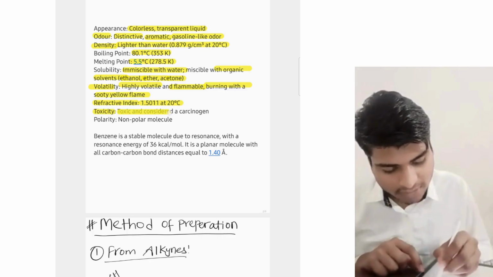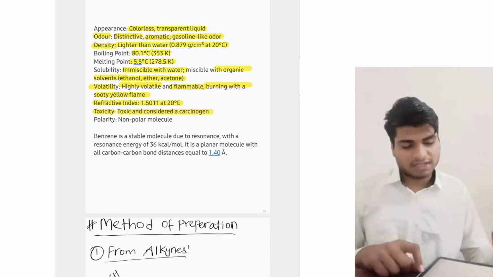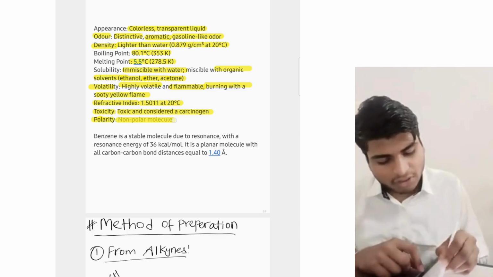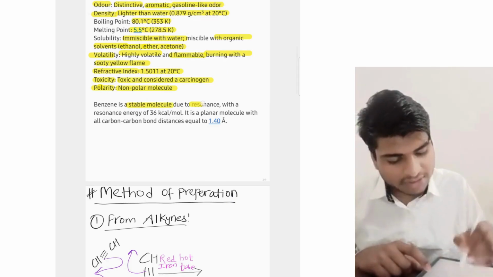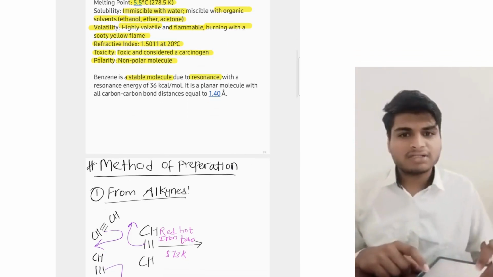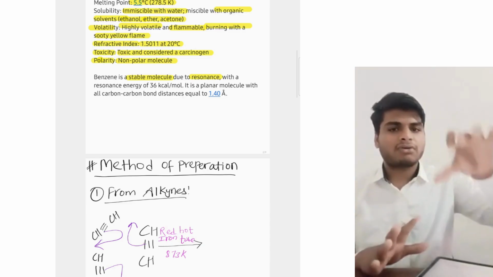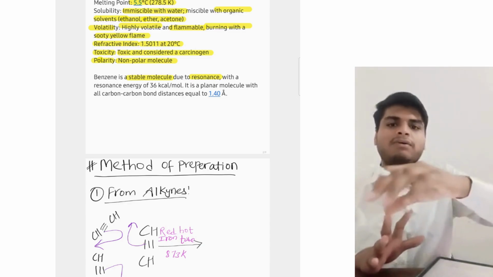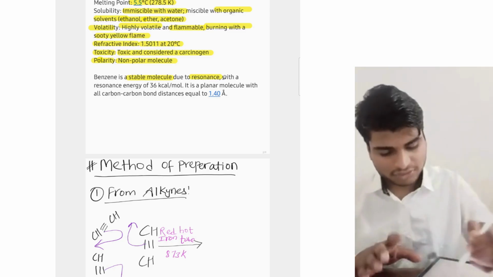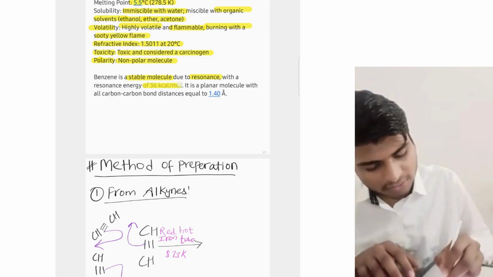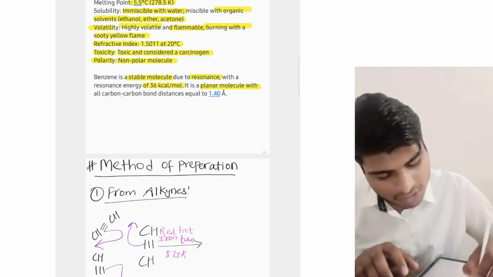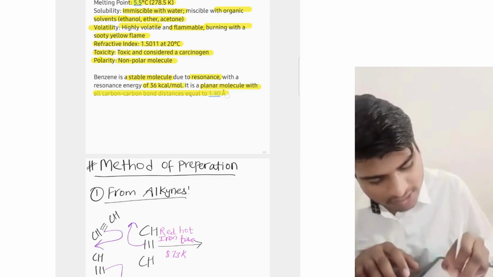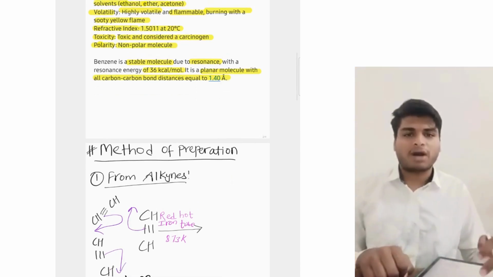Toxicity: it is toxic and considered a carcinogen. Polarity: it is a non-polar molecule. And benzene is a stable molecule due to its resonance. Resonance means the electrons revolve around all the carbons, with a resonance energy of 36 kilocalorie per mole. It is a planar molecule with all carbon-carbon distances equal to 1.40 angstrom.